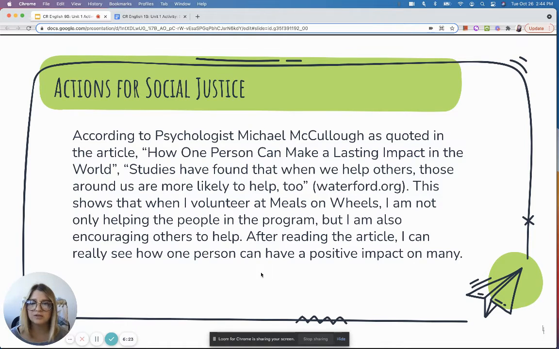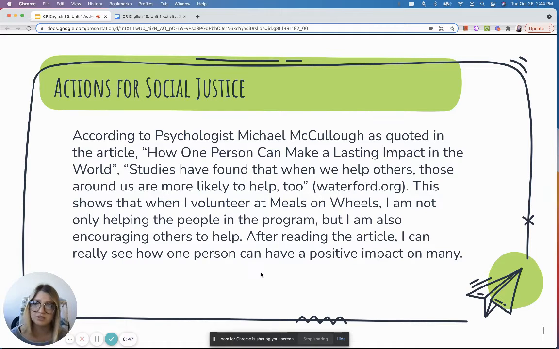This says, according to psychologist Michael McCulloch, as quoted in the article, how one person can make a lasting impact in the world, studies have found that when we help others, those around us are more likely to help too. This shows that when I volunteer at Meals on Wheels, I'm not only helping the people in the program, but I'm also encouraging others to help. After reading the article, I can really see how one person can have a positive impact on many.